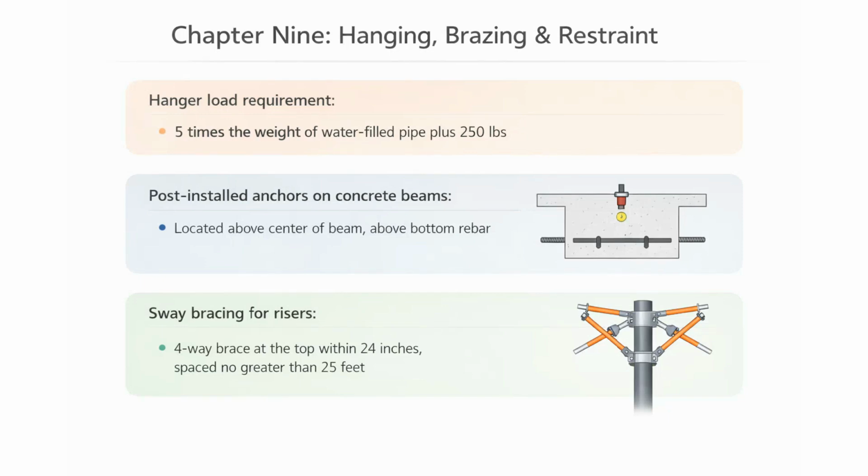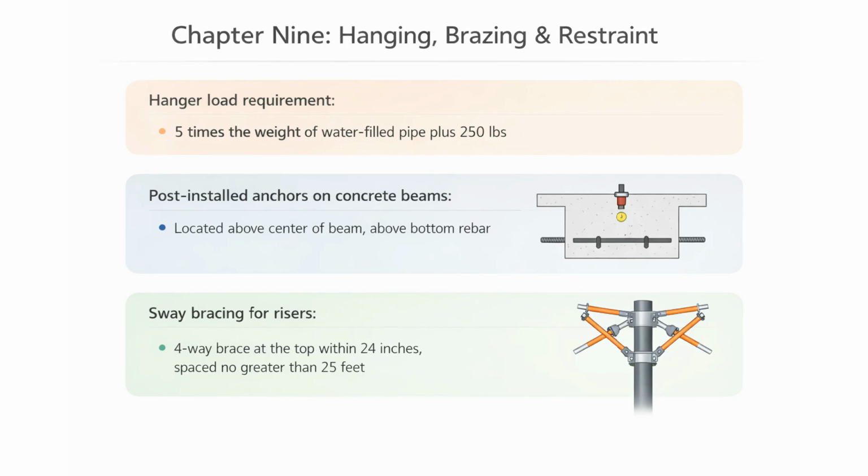In Chapter 9, we discuss hanging and restraint. A critical rule is the hanger load requirement. Hangers must be able to support 5 times the weight of the water-filled pipe, plus an additional 250 pounds. When using post-installed anchors on concrete beams, they must be located above the center of the beam and above the bottom rebar. For risers, sway bracing requires a 4-way brace at the top within 24 inches, with subsequent braces spaced no more than 25 feet apart.